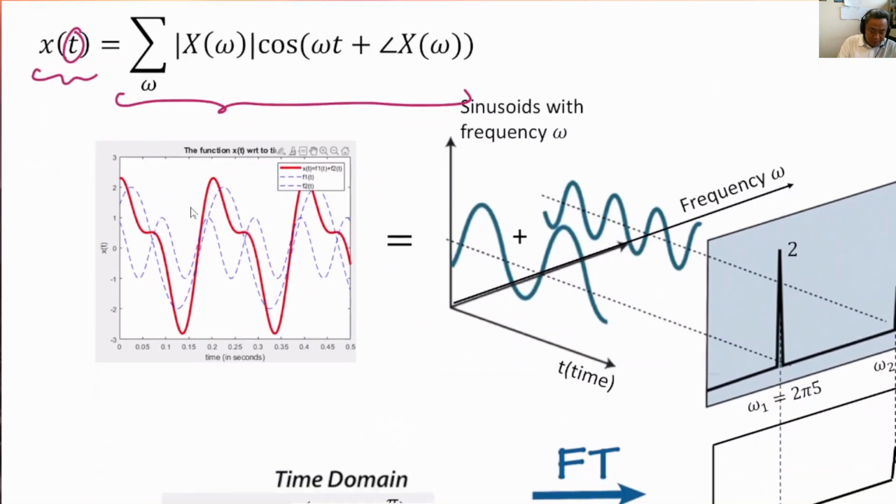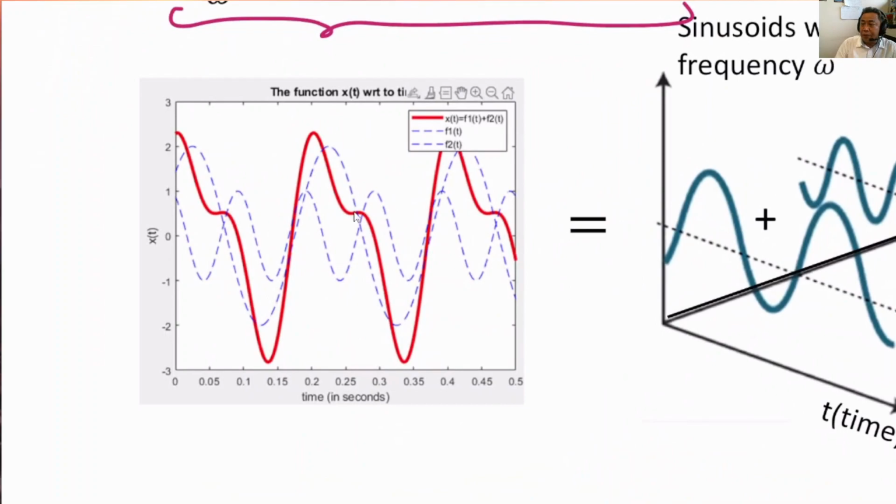In time, this is the red graph that we are showing, the signal of interest, and it is composed of two cosine waves, one here and the other a smaller one with amplitude 1. You see that x of t equals f1 of t plus f2 of t. This is called the time representation because in the horizontal axis we have time, and in the vertical axis we have the signal's amplitude. So basically we have an array of numbers describing this signal, and if it's continuous time, of course we can't really remember all the points.